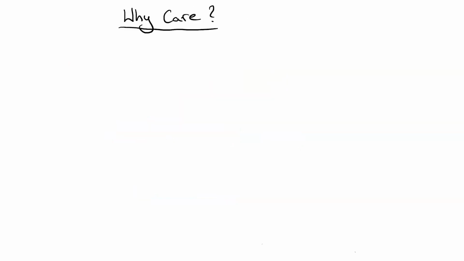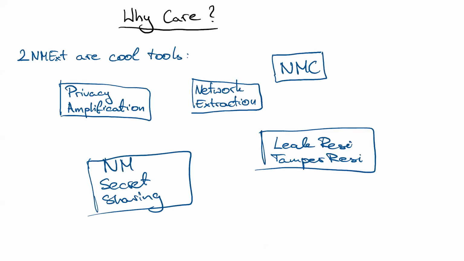Okay, why care? So one reason to care is because two-source non-malleable extractors are cool tools. They can be used for multiple purposes: privacy amplification, network extraction, non-malleable codes, leakage resilience, tamper resilience, non-malleable secret sharing, and so on.